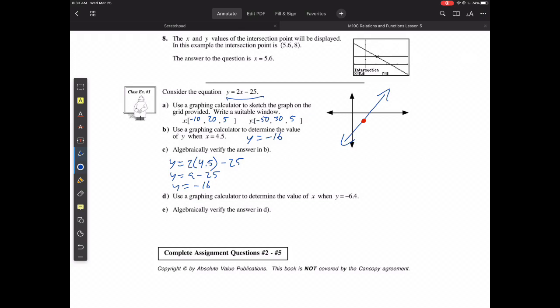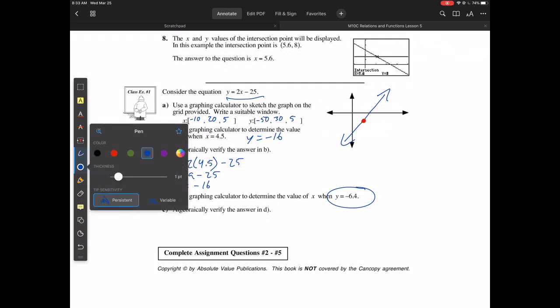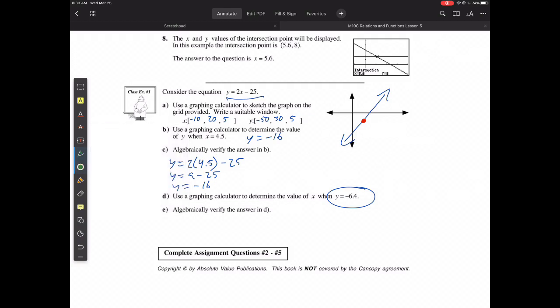If I'm using the graphing calculator to determine the value of x when y is equal to negative 6.4, then that's where I'm going to put in a second equation in my calculator. So the second equation is going to be y is equal to negative 6.4. When I graph that out, then I'm going to have a graph where a second line is coming through along here, and then I'm going to solve for where they intersect, and at that point I'm going to find that x is equal to 9.3.